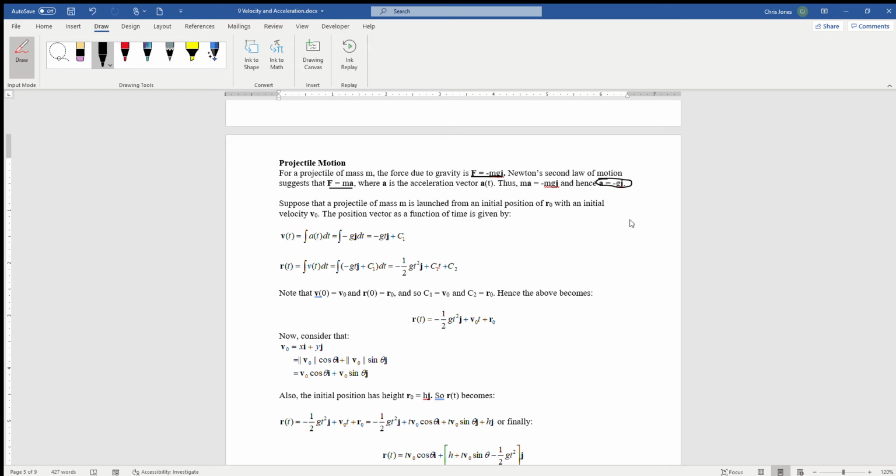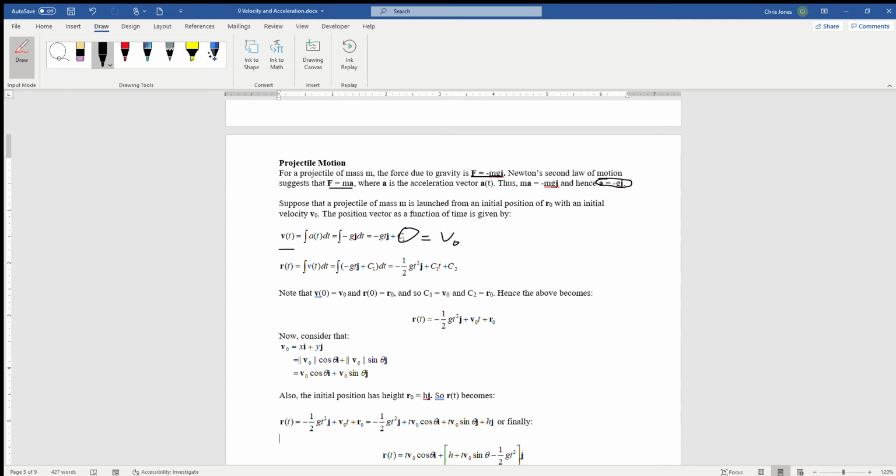And so right here we have the velocity function, and we just integrate the acceleration. The integral of negative gj is going to be negative gtj plus c1. And in this case, if we set t equal to 0, c1 is just going to be equal to the initial velocity. So that makes it pretty easy.